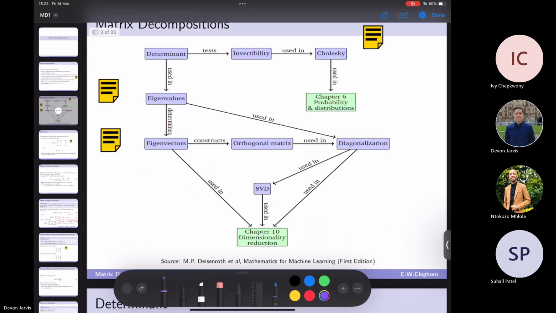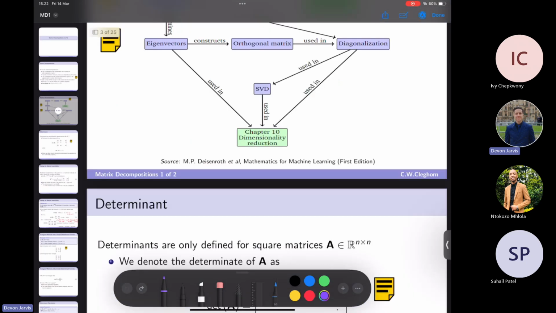So here's the textbook's outline of these concepts. What we're going to mainly be talking about today is the determinants, invertibility, and the eigendecomposition. We'll chat about SVD and diagonalizability and all of that next time.